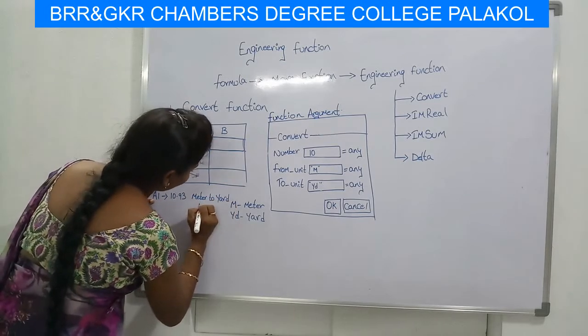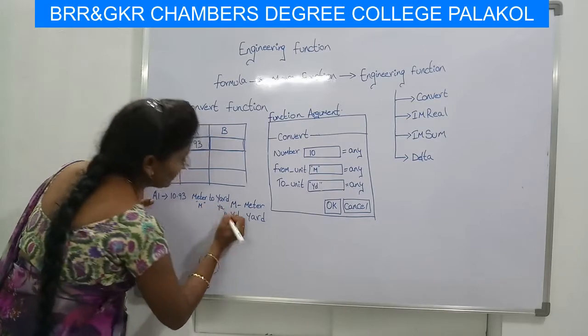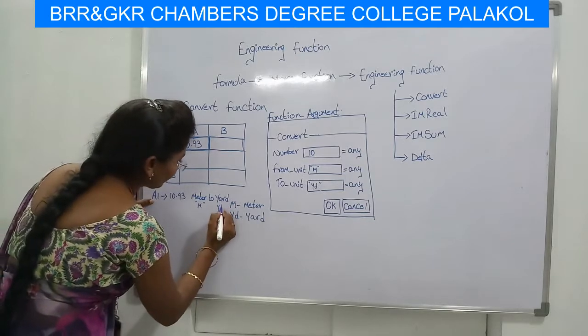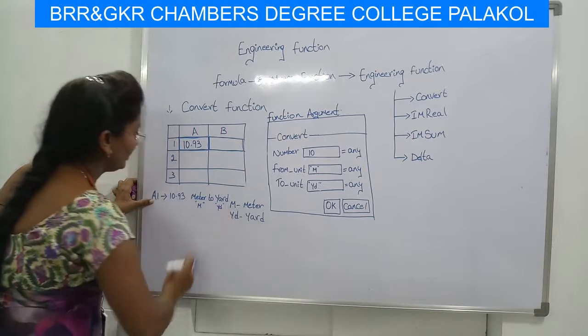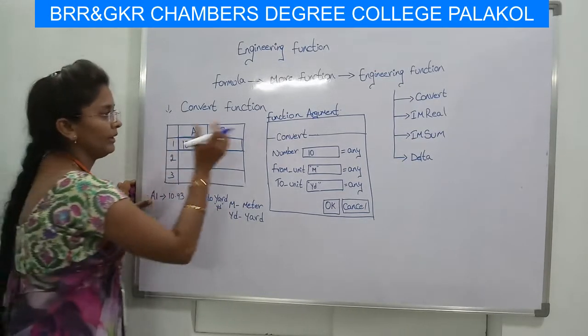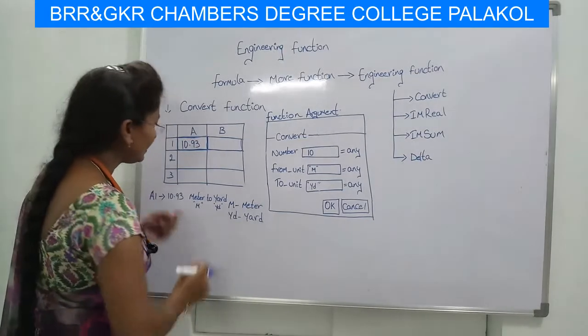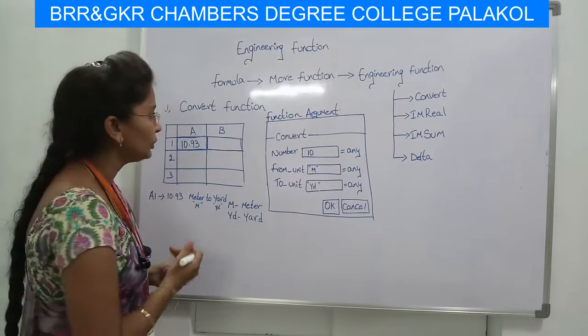That means here meter is taken as M and yard as YD. And these are the shortcut ways to display the unit in this section. For this section, the formula will be used also.